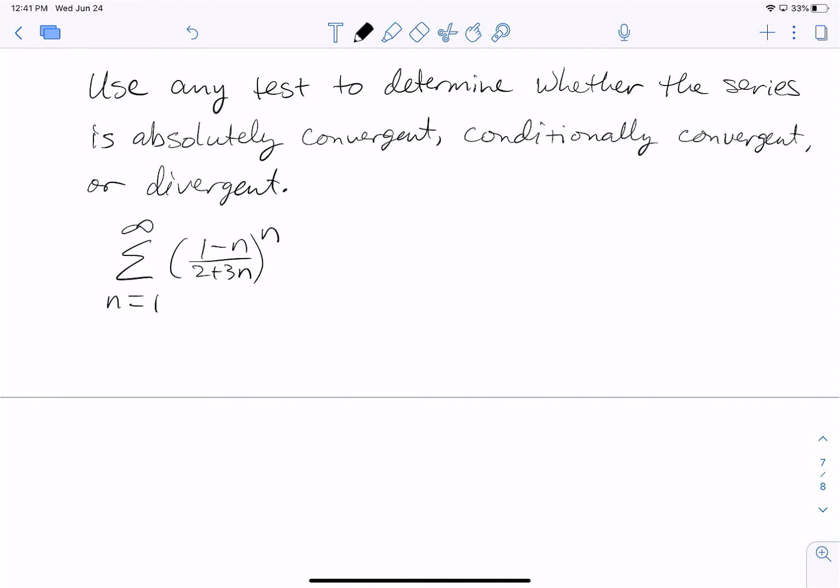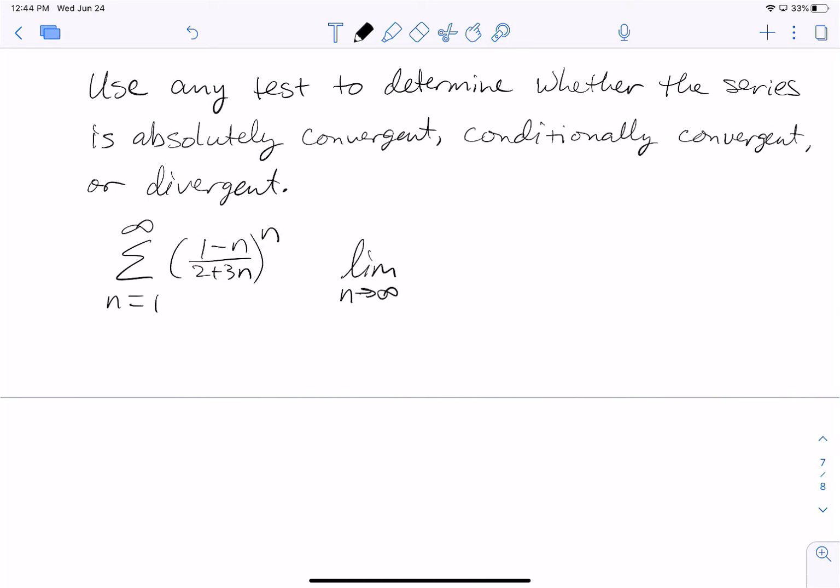Here what I see is this sigma, or the sum as n goes from 1 to infinity of the quantity 1 minus n divided by 2 plus 3n, whole thing to the nth power. I want to use the root test, but notice that if n is bigger than 1, my numerator is going to be negative. So when we look at the root test, we do need to bring in the absolute values. This isn't like an alternating series where I can just dump the negative sign, right?